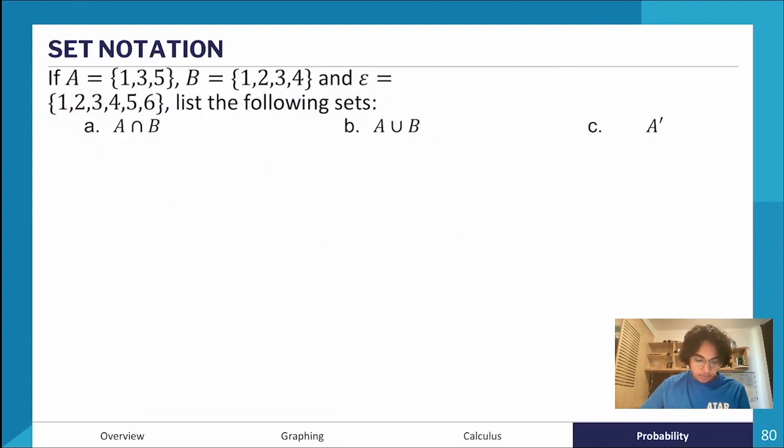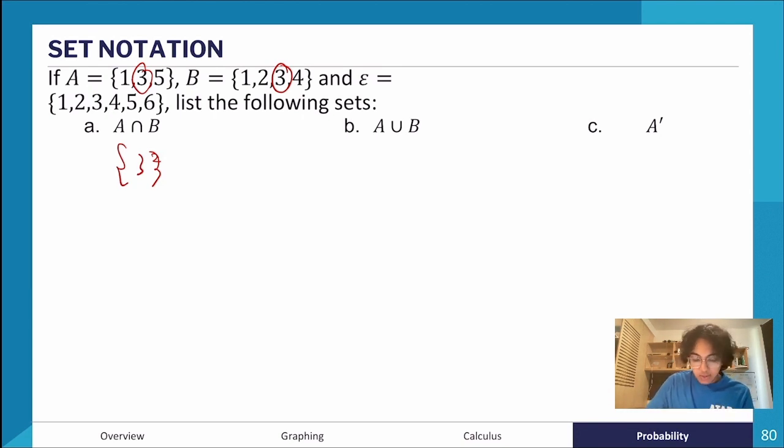Okay, let's practice our set notation and figure out what all of this is. If A is the set of 1, 3, and 5, and B is the set of 1, 2, 3, and 4, and the full set epsilon is 1, 2, 3, 4, 5, and 6, list the following sets. So A intersection B is just the common values. The common values between A and B are just 3. Sorry, I'm bad at doing the squiggly lines.